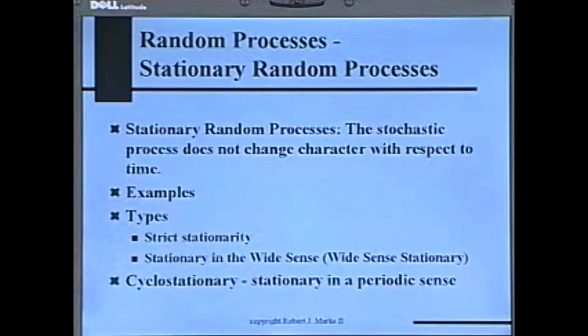Then there's stationary in the wide sense. In the wide sense, we're going to let the stochastic process into our club and not be too picky about who we choose. So it's a much more sloppy, wide sense sort of stationarity, also referred to as wide sense stationary. And then there's a type of process which is cyclostationary. This is stationary in a periodic sense. There are certain waveforms that are repetitive and they're different every period, but they kind of look the same every period.